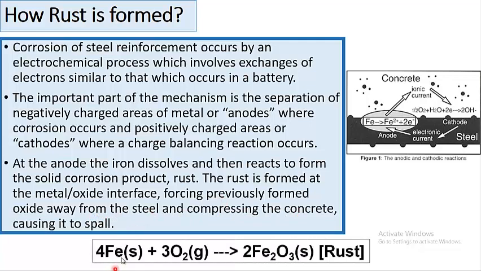As you can see over here, Fe is for iron, which is in the form of solid, and oxygen from the air or atmosphere, which is in the form of gas. When iron and oxygen from air react, it forms Fe2O3 in the form of solid, which is the formula for rust. The formula of rust is 2Fe2O3, which is in the form of solid.